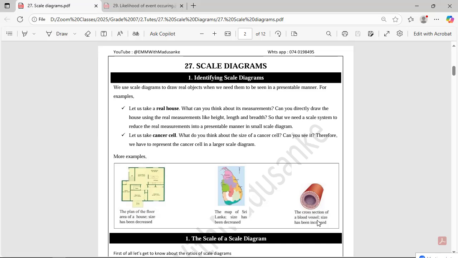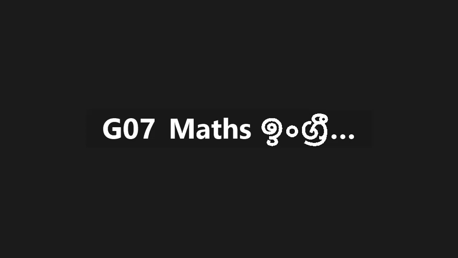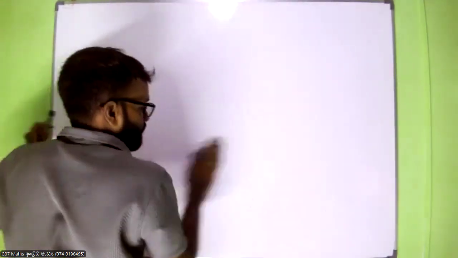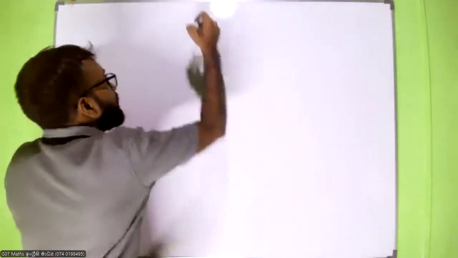Can you see a blood vessel? This is a cross section of a blood vessel, and the size has been increased. We are going to magnify. Okay, I will come to the board and explain it here. So you have a rough idea now. So our lesson is scale diagram.